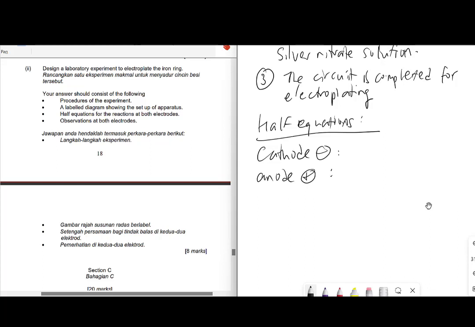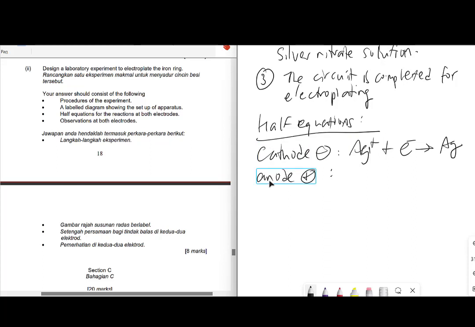Remember, the iron ring is the cathode. You know that the iron ring must be coated with silver, so you must form silver at the cathode. The silver must come from Ag+ in your solution. Remember also a very common rule: OIL RIG, and also red cat. Red cat means the cathode is where reduction occurs. So we have Ag+ ions in the electrolyte. They undergo reduction by gaining electrons, forming silver. This silver will be coated on the cathode, which is the iron ring.